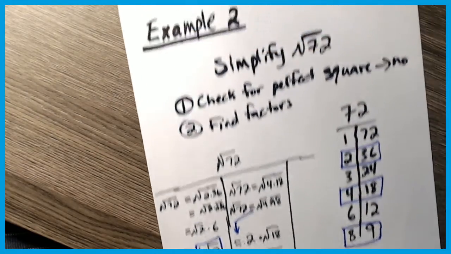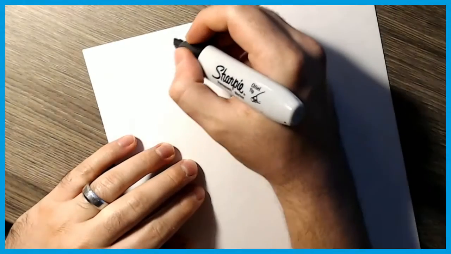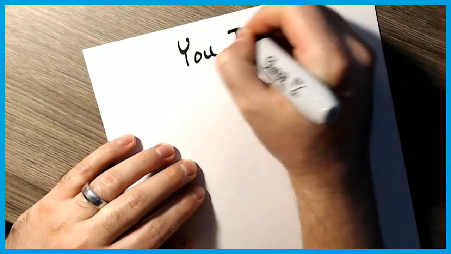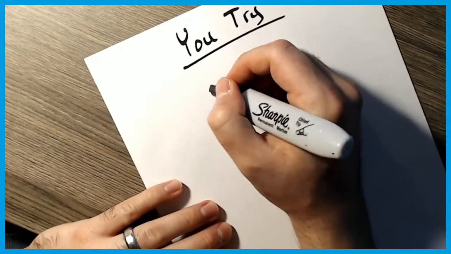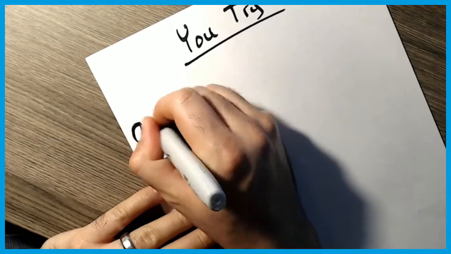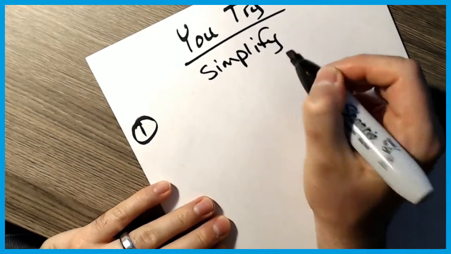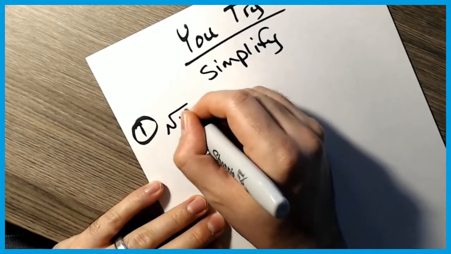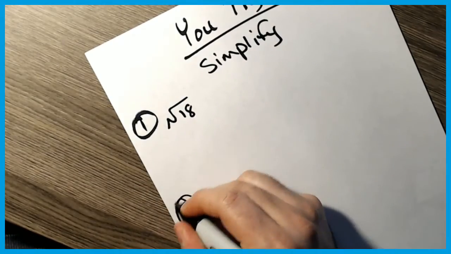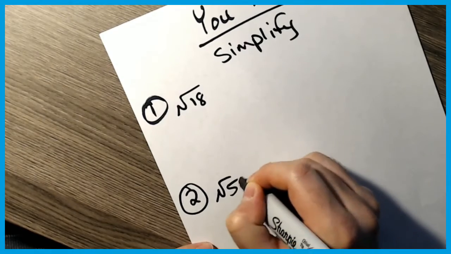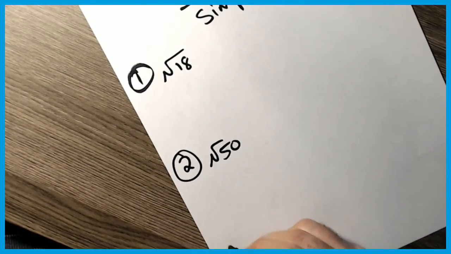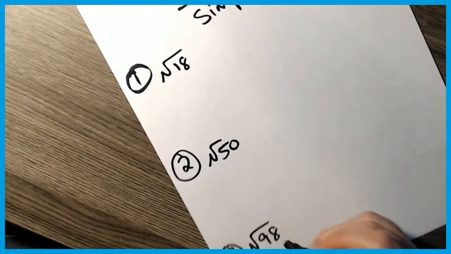And now for 3 problems for you to try that I will talk about in class. You try. And they will be, again, we're simplifying all these. The first will be the square root of 18. The second will be the square root of 50. And the third will be the square root of 98.